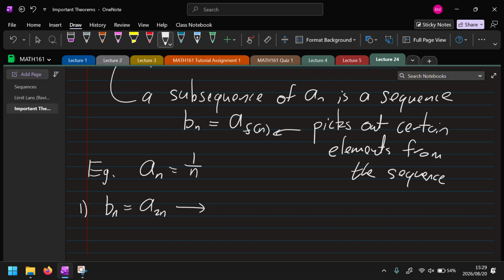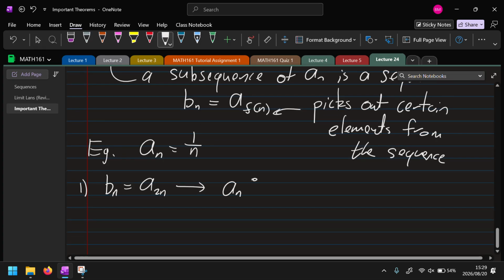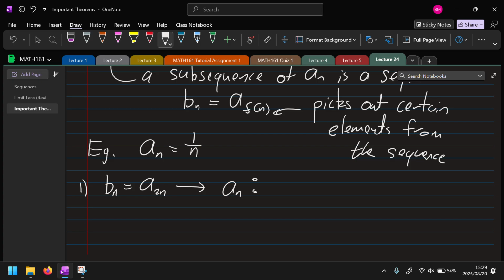Okay, so let's see what a_n looks like, and then let's see what this 2n at the bottom does. So a_n: we're going to have n is 1, n is 2, n is 3, and so on. So this will just be 1, a half, a third, a quarter, a fifth, and so on. But now we're not looking at n, we're looking at a function of n given by 2n. So a sub 2n, what's that going to be? So when n is 1, we're looking at a_2, which will be a half.